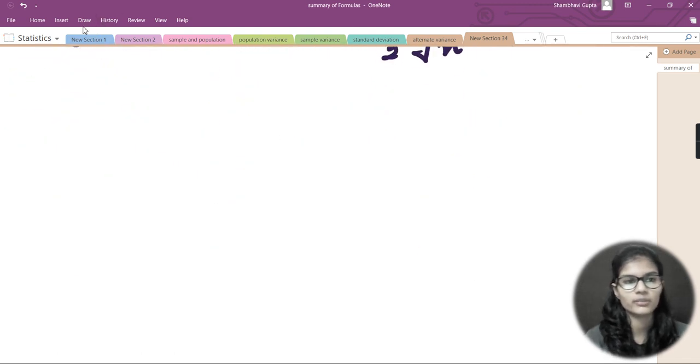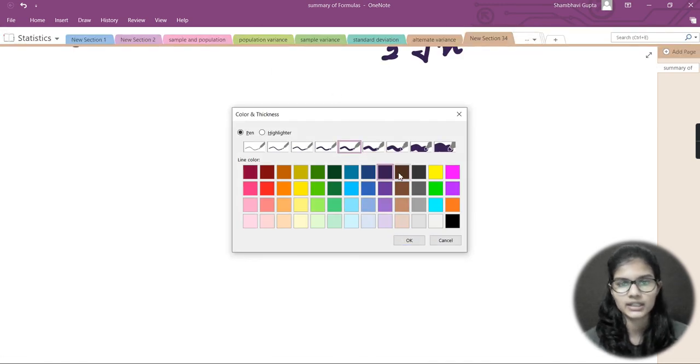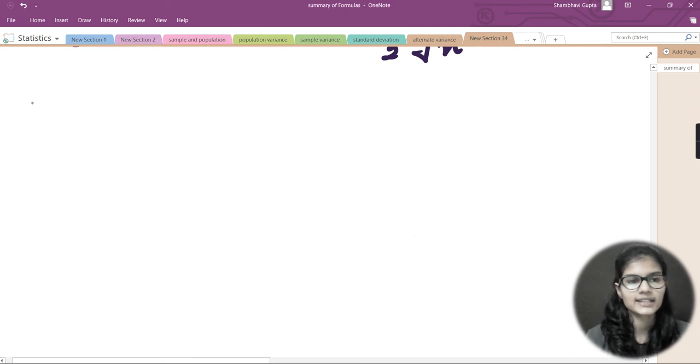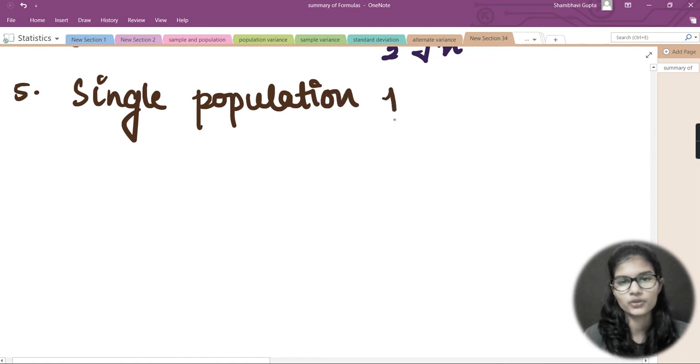Now moving towards number 5. Let me take some color here. Till now we had discussed the Student's t distribution and all those things. Now comes the topic of single population proportion. Let me write it so it is readable to you. So it's single population proportion.